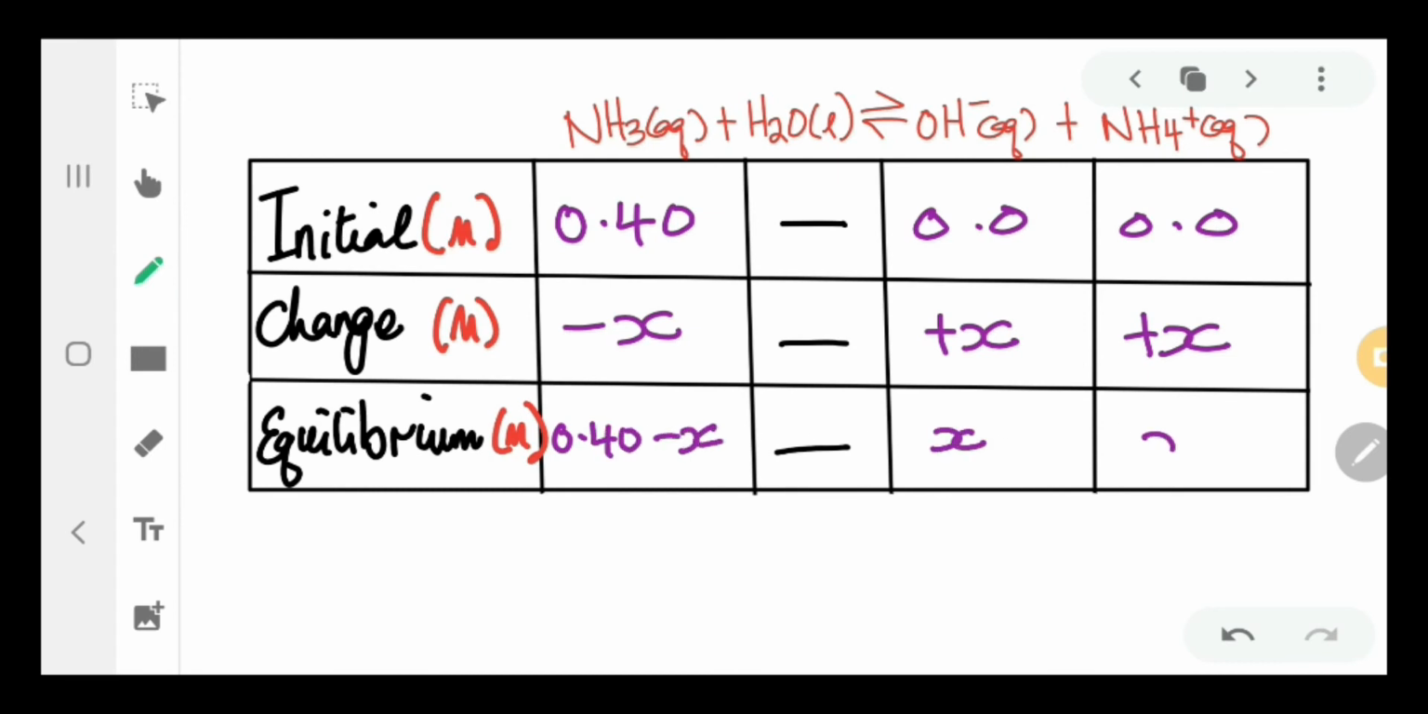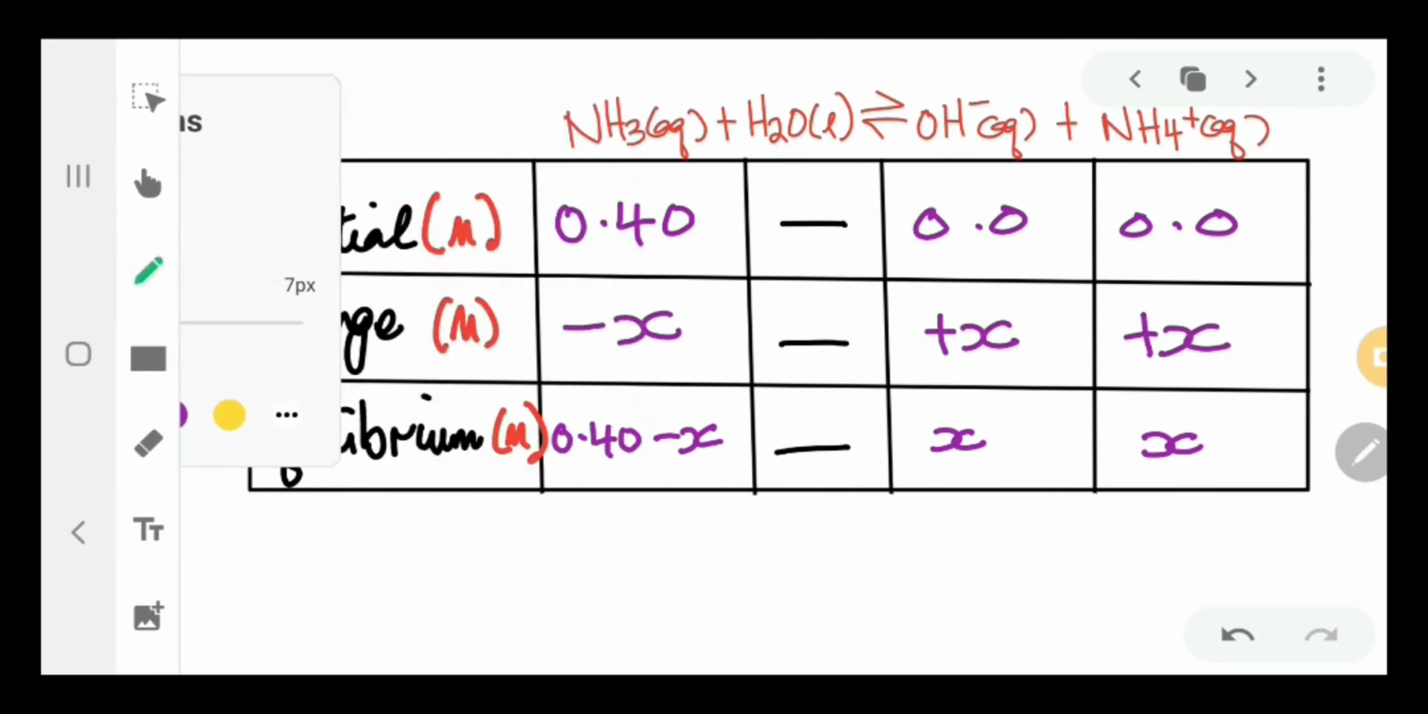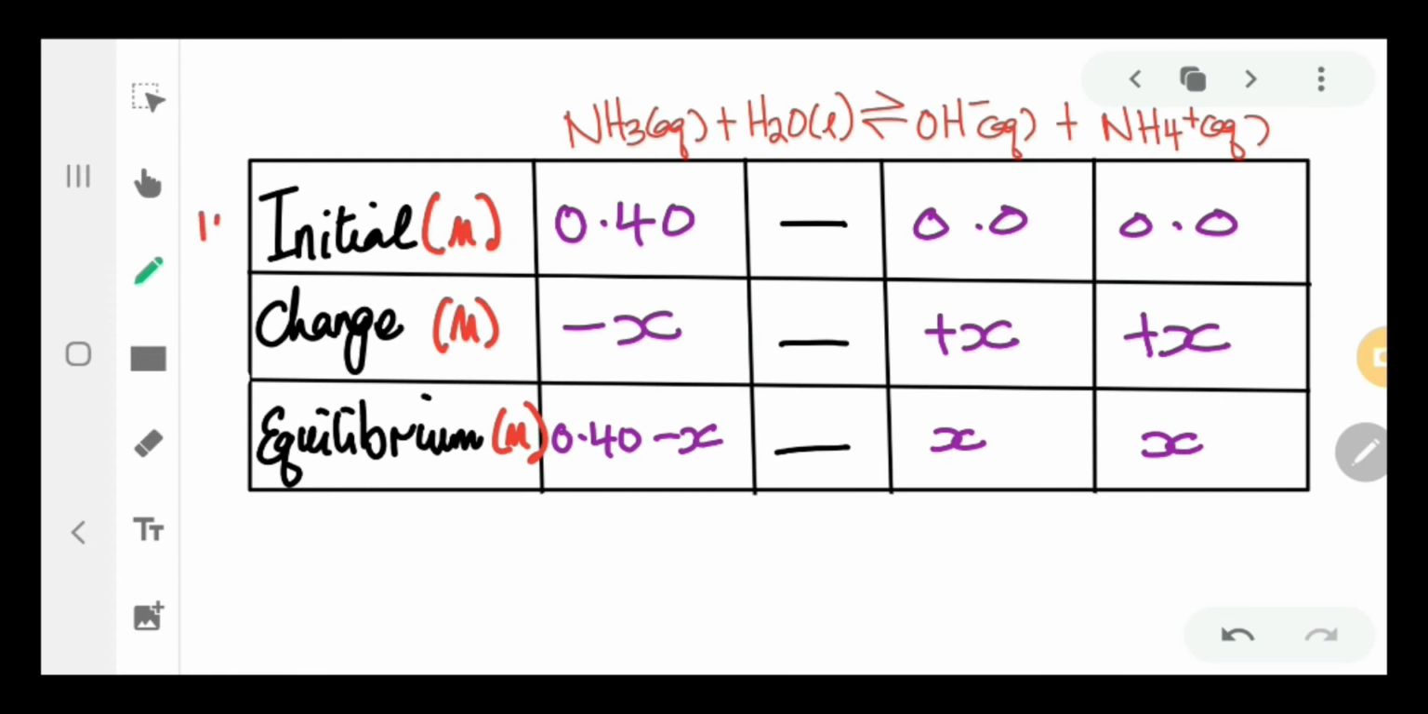This one X, and that one is also X. Okay, so by getting this correctly, you have 1 mark for each of the sections.